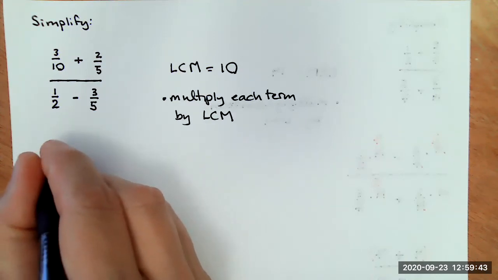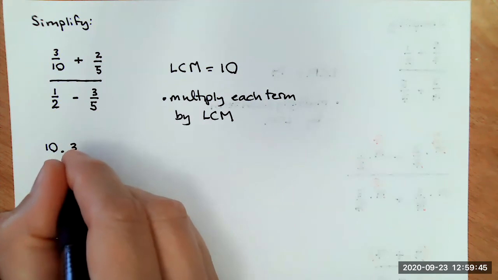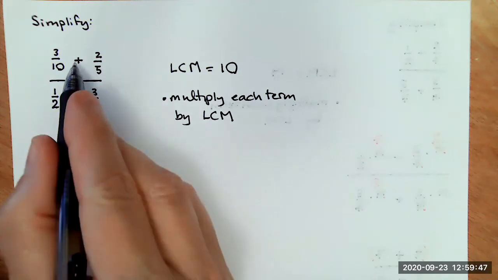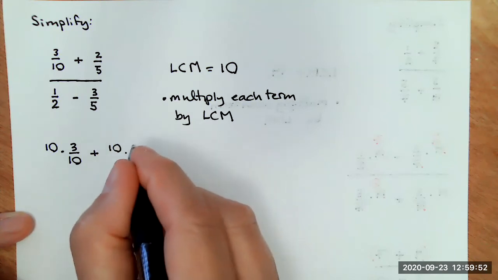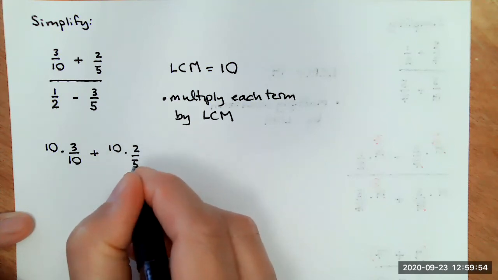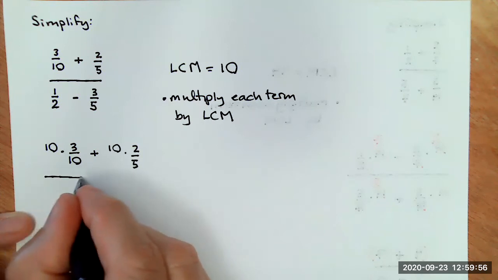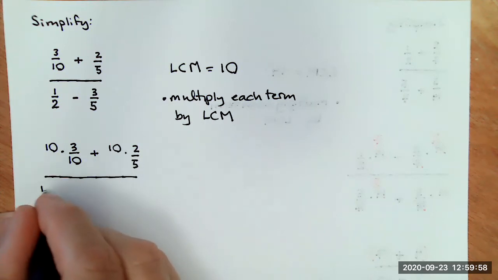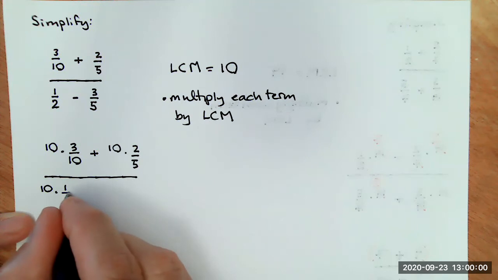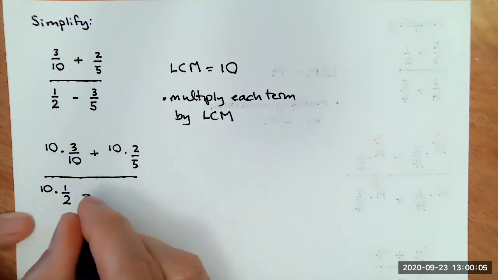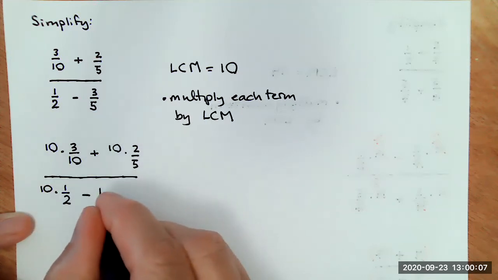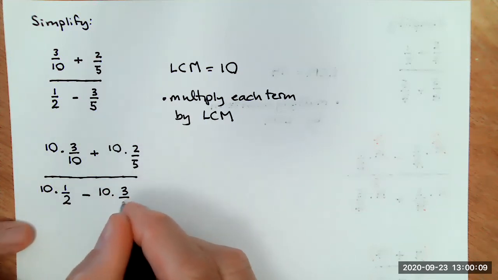So we have 10 times 3 over 10. Bring down the plus. 10 times 2 over 5. All divided by 10 times 1 over 2. And now we bring down the minus. 10 times 3 over 5.